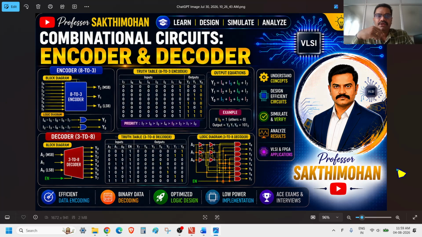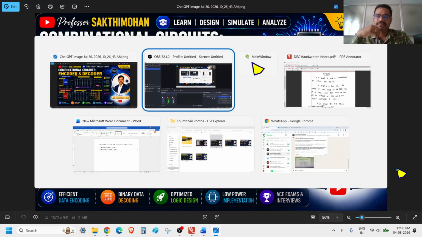In today's video content, we are going to discuss combinational circuit design, in particular decoders and encoders. We are going to discuss the basic concept of encoding and decoding, and how to design the decoder and encoder in terms of the concept and in terms of the enable line. So we'll discuss one by one. Let's get into the video.